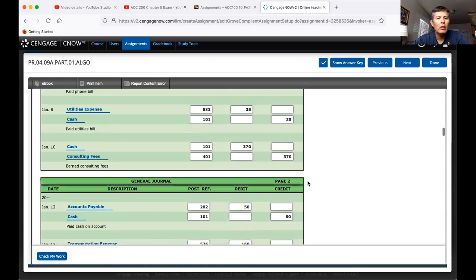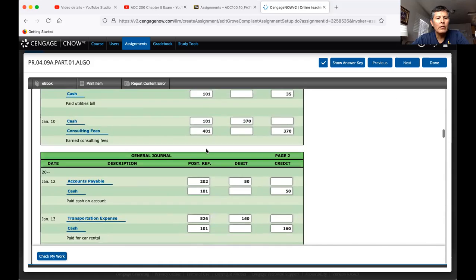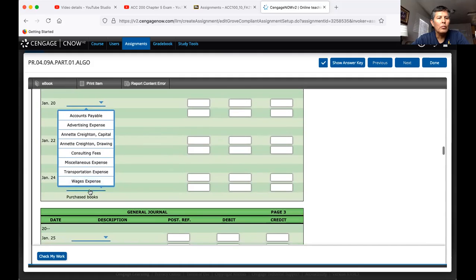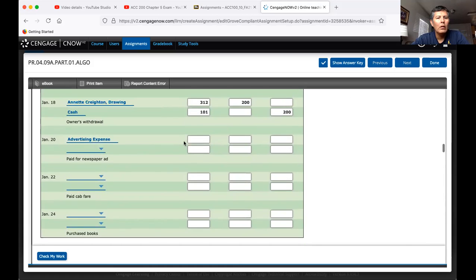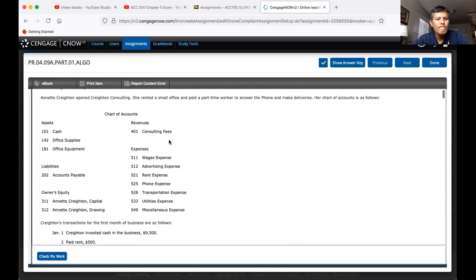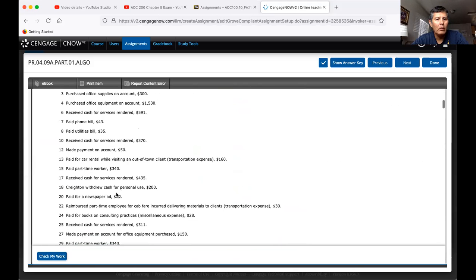So going back up. Okay, so paid for a newspaper ad for $22. So advertising on the 20th. This will be advertising expense. It was 22, but I need to get the reference number for the expense account. 512. Okay, let's double check. It was 22. Yep, 22.